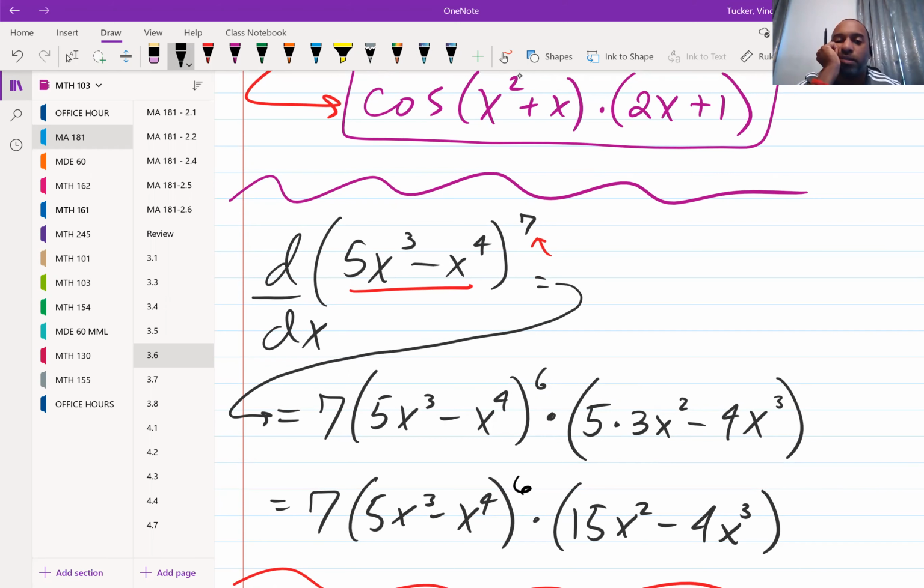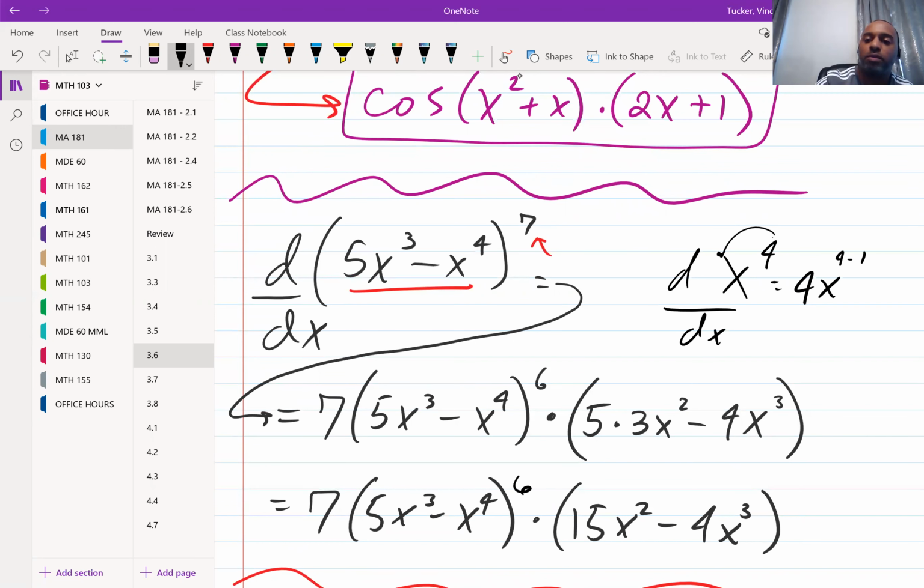Make sure we're okay. Why did we subtract 1 from the 4? That's just the process of the derivative of x to the fourth. We take the derivative of x to the fourth. You bring down the 4, so that'll be 4x, and then it's 4 minus 1.